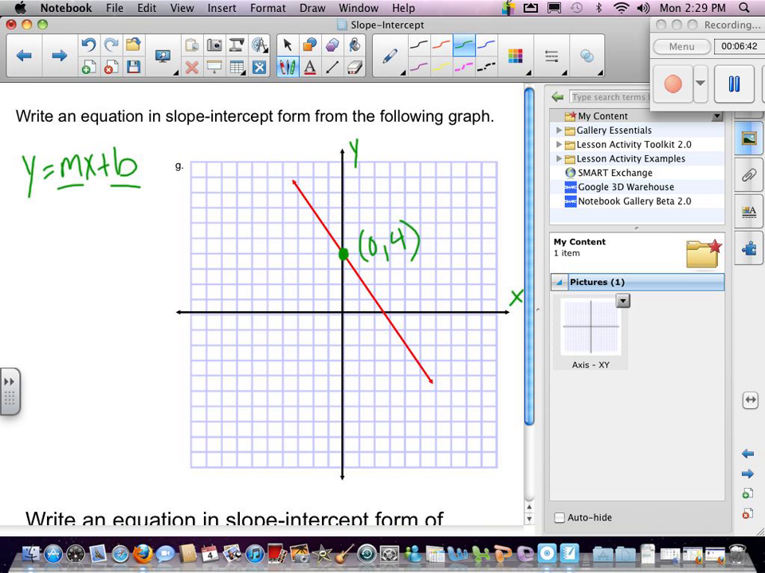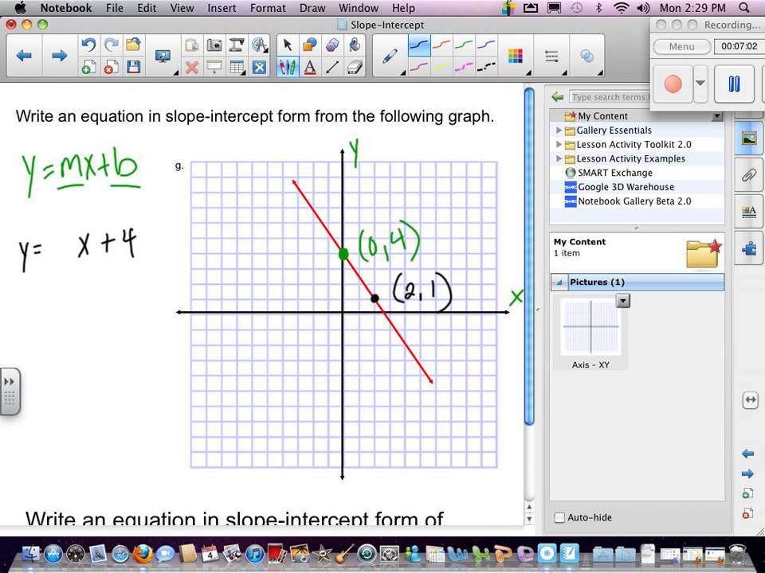So we're going to have plus 4, and we're going to have some number x. All right. What we need to do is figure out the slope. In order to figure out the slope, we're going to look for another ordered pair that's recognizable, and that would be that ordered pair.